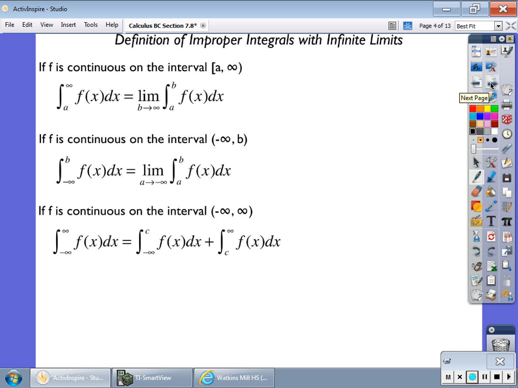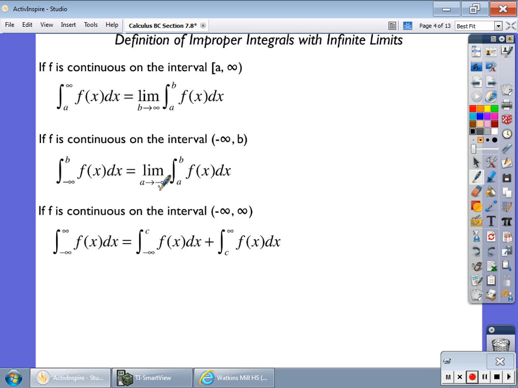All right, so the definition of improper integrals with infinite limits. If f is continuous on the interval a to infinity, here's what you're going to do. Okay, a is just some number here. If the infinity is the upper limit of integration, we're going to let the limit as b approaches infinity of the integral from a to b. Okay, so we're just replacing the infinity with a b. But if it's at the lower limit of integration, I just use an a.